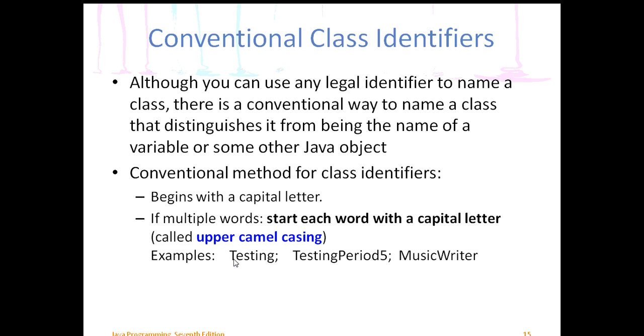And so the other examples that we have here, here's just a single word. It starts with a capital letter. Here's 2 words. So they're both capitalized, and we threw in a number because a number makes it legal in the class identifier as long as it doesn't start it. So these are the 2 things you've got to remember if you're naming a class. It's got to start with a capital letter, and you've got to start each word with a capital letter if you have multiple words.